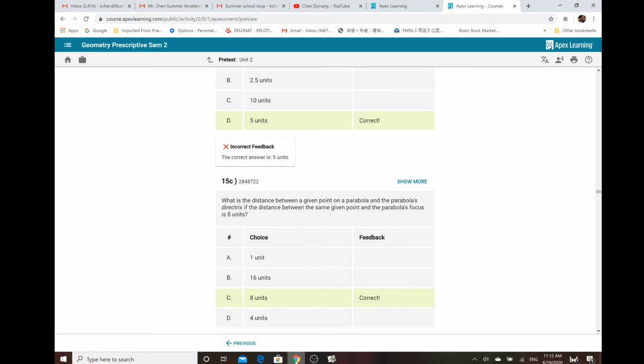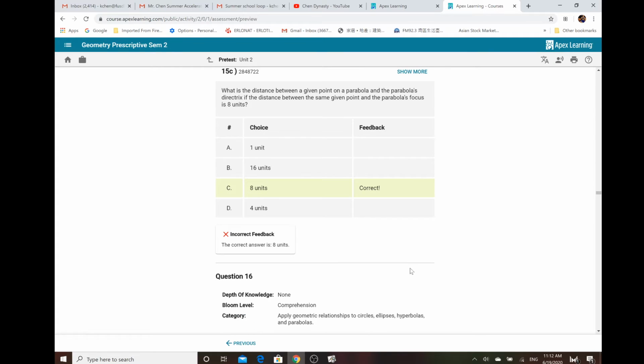Okay, so now let's go back here. As you may notice, half of the distance is 8 units, while the other half is also 8 units.